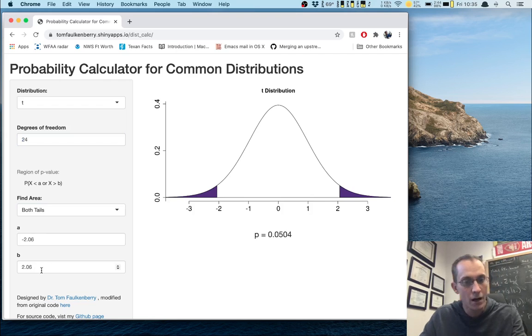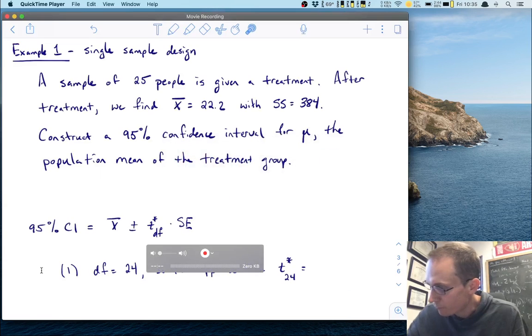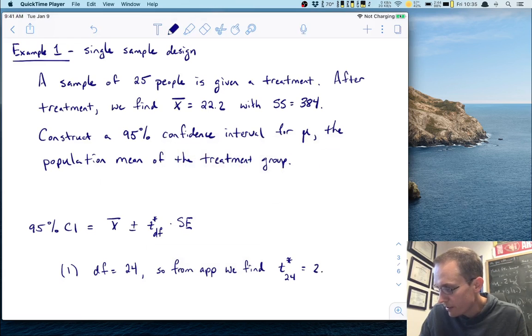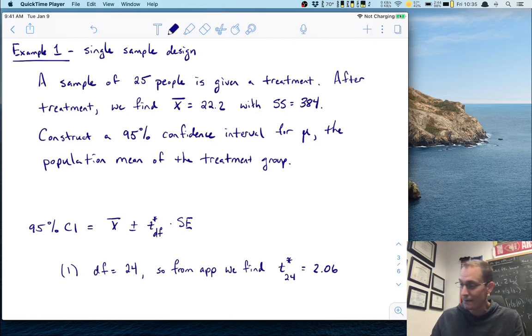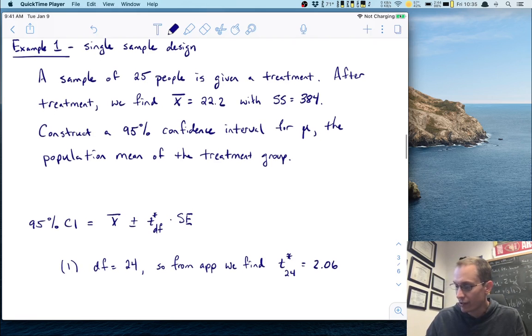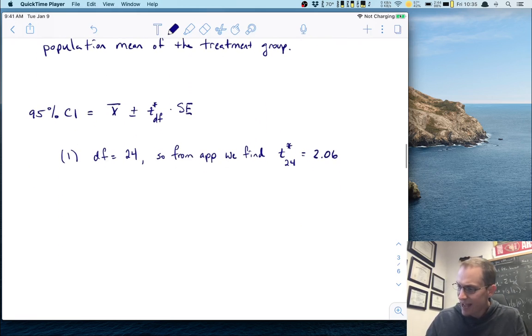So it's 2.06. Let's go over here and write this down. T star for 24 degrees of freedom is 2.06. Okay, so we've got that. Again, just go to the app to find that t star, that critical value for t.